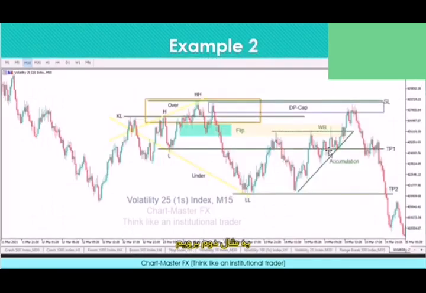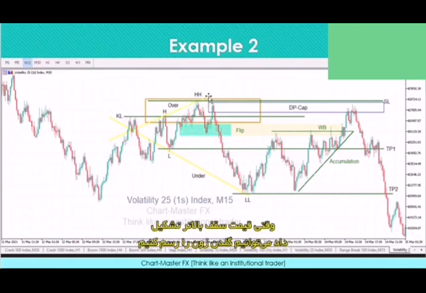So let's go to example number 2. On example number 2 here, we are on Volatility 25 (1s) Index on the M15. Here, guys, you can see we have a key level here of 1, 2, 3 touches. Once we have a key level here, we can see that the price was able to create a higher high. Once it creates a higher high, then we can draw our golden zone.